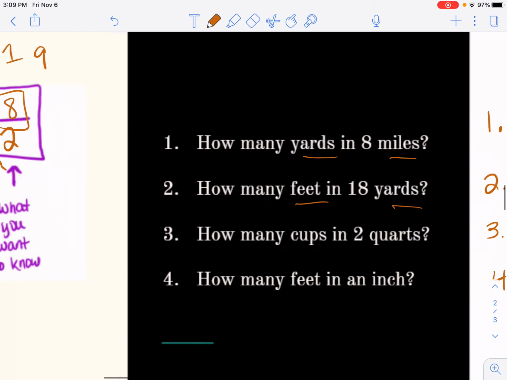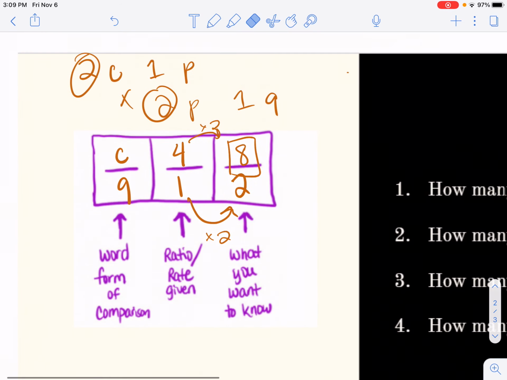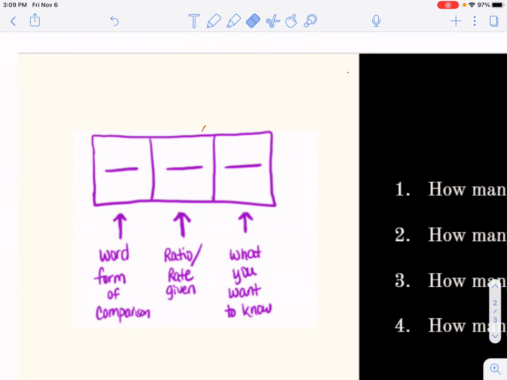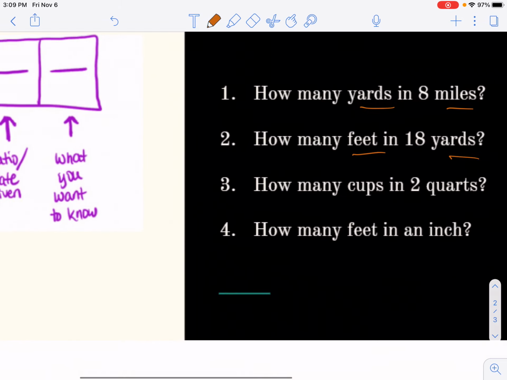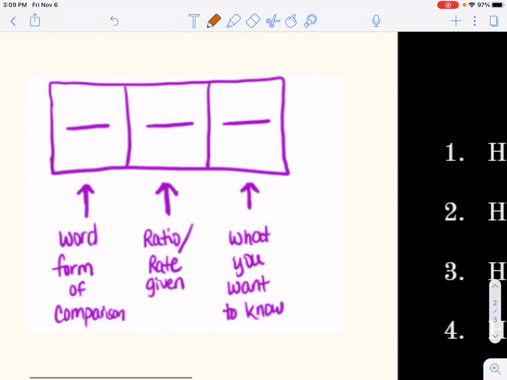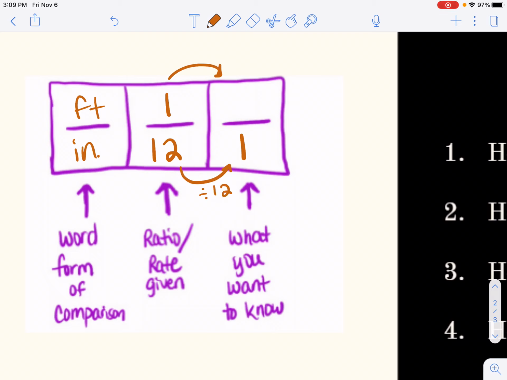For number 4, how many feet are in an inch? Now before you say 12, think about the order that it's asking that in. How many feet are in 1 inch? So we know feet in inches. I know that in 1 foot there are 12 inches, but I want to know how many are in 1 inch. So think about it. If I had to go from 12 to 1, I'm actually dividing by 12. So I have to do the same thing up here. So 1 divided by 12 as a fraction, that would be 1/12.